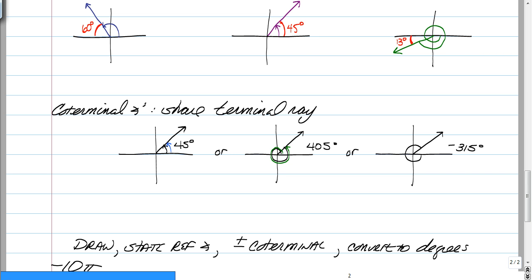And now you also know that you can go backwards. So if you were to go backwards 315 degrees, as you see, that's going to put us at the exact same place. And if you think about it in terms of reference angles, you are only 45 degrees away from the axis, no matter which way you graph it. All right, so a coterminal angle is an angle that shares the same terminal ray.